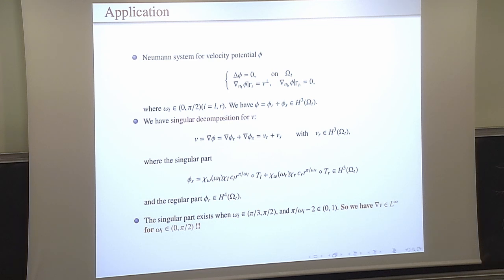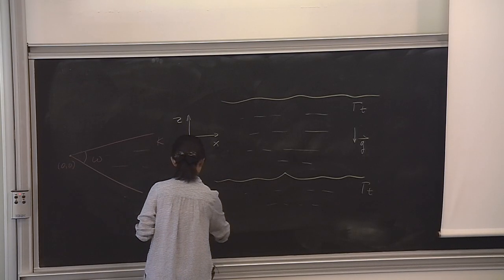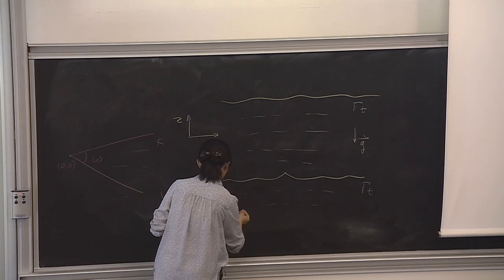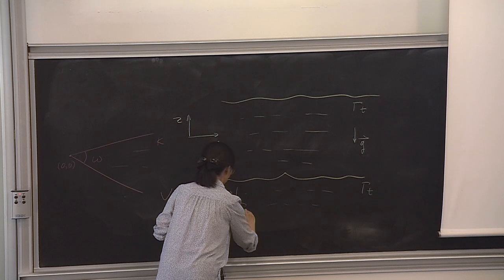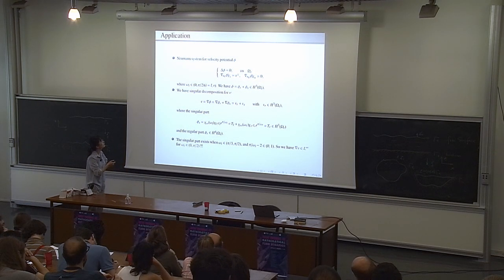And now we apply it a little bit to show you how we use it. We consider the system for the velocity potential phi, and we write it with a Neumann boundary condition. So here I need to explain the notation V perp. It means n, the unit outward normal vector, inner product with V, taken on the free surface. So the outward normal component of the velocity. So that's the Neumann boundary condition for phi.